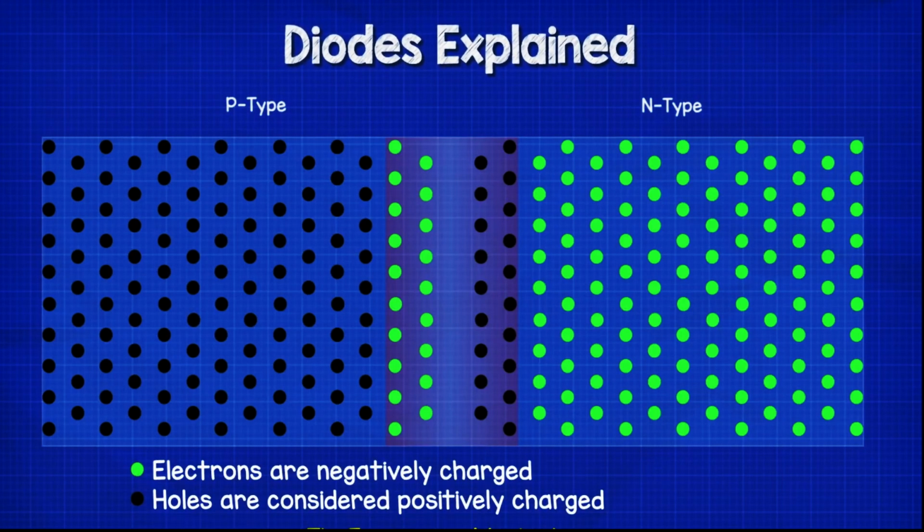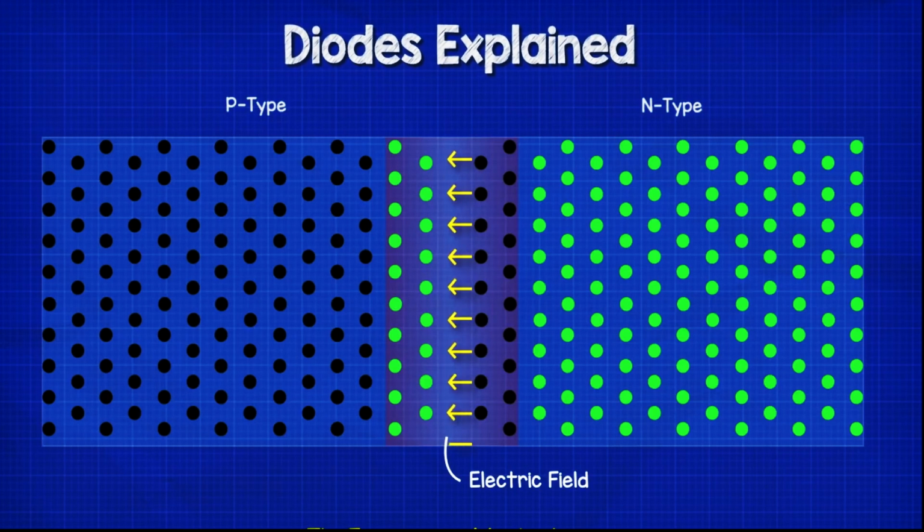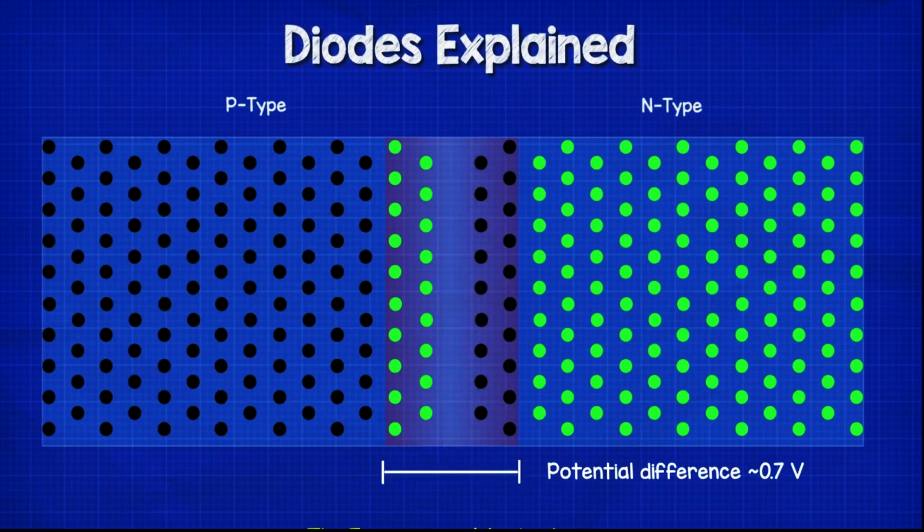The electrons are negatively charged and the holes are considered therefore positively charged. So the buildup causes a slightly negatively charged region and a slightly positively charged region. This creates an electric field and prevents more electrons from moving across. The potential difference across this region is about 0.7 volts in typical diodes.